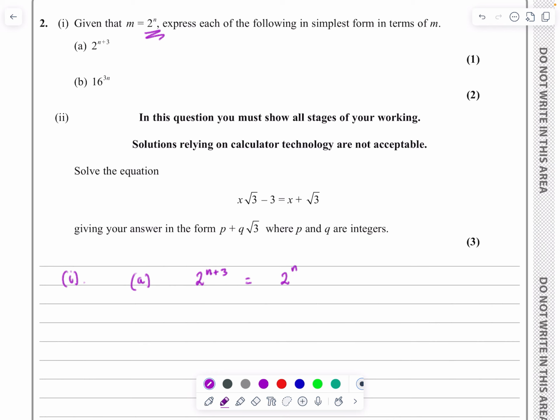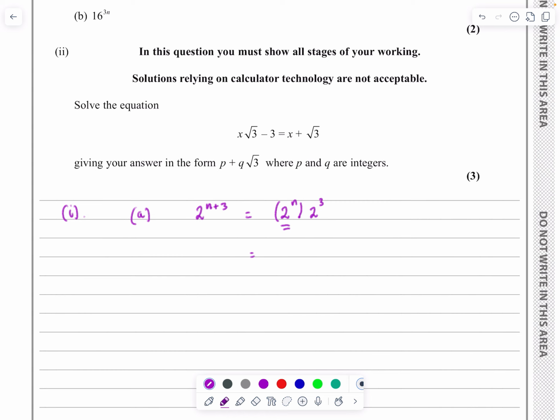This one is 2 to the n multiplied by 2 to the 3. It's going backwards with our index laws, in that if we multiply together, we add the powers. So that's what I'm doing here. Multiplying those two together would be to add the powers. I'm in effect doing the opposite of that. But now I've got my 2 to the n bit that I wanted. So what have I got left here? I've got 2 to the n multiplied by 8. Well, I'm just going to call that 8 times 2 to the n.